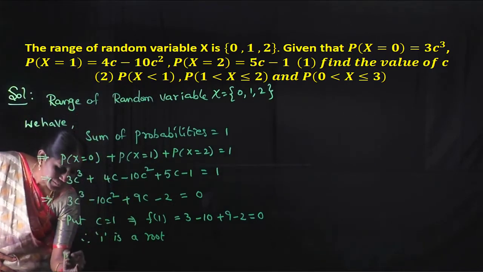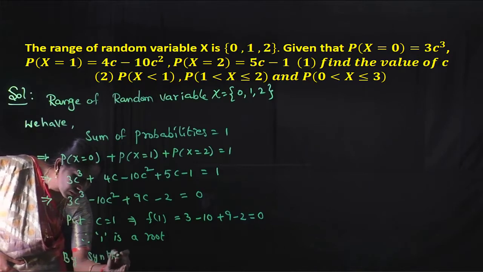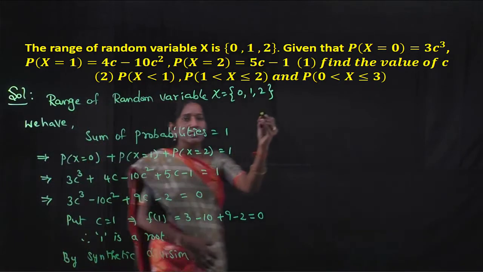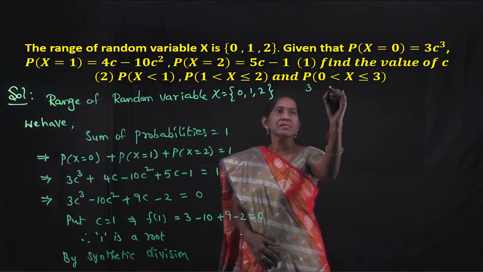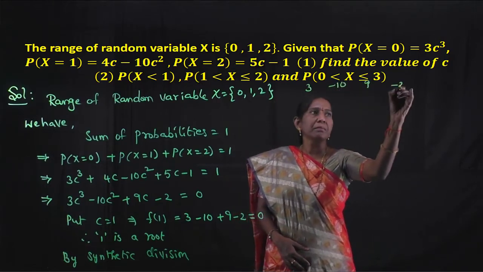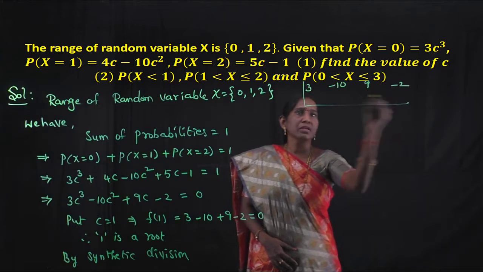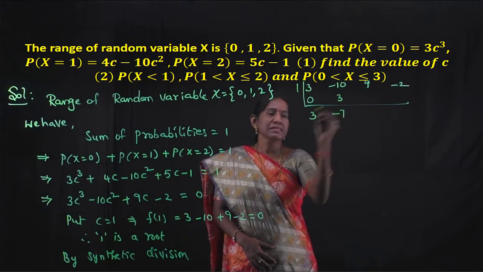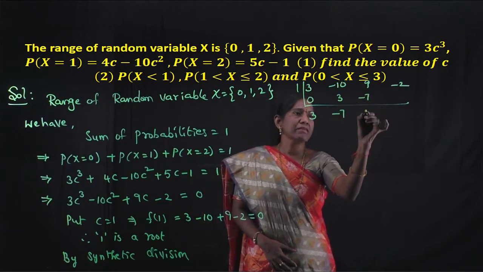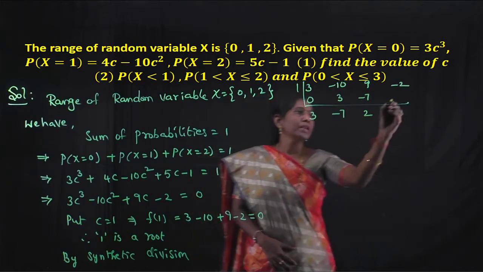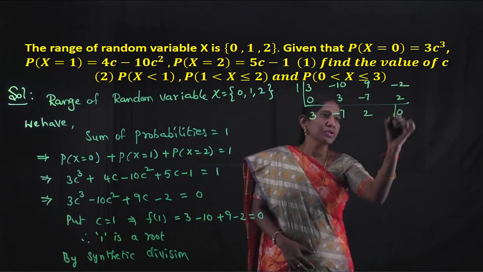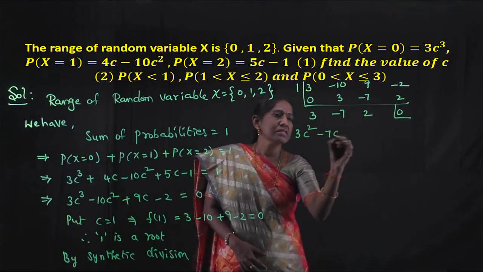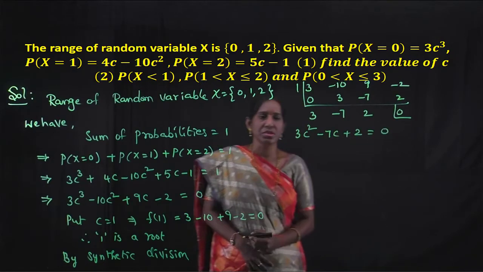By synthetic division, coefficients 3, minus 10, 9, minus 2. C value 1. So 0 here. 3. 1 into 3, 3, minus 7. 1 into minus 7, minus 7. So 9 minus 7, 2. 1 into 2, 2. So this is 0. Then this equation is 3c square minus 7c plus 2 equal to 0.